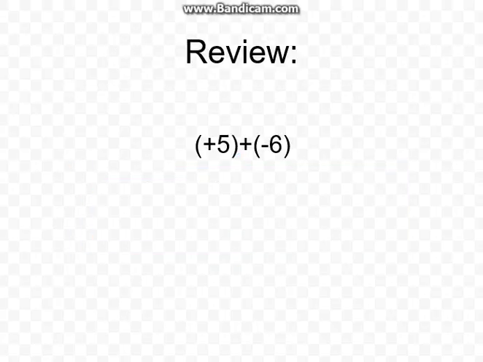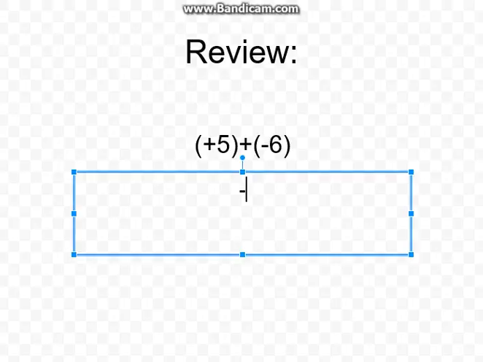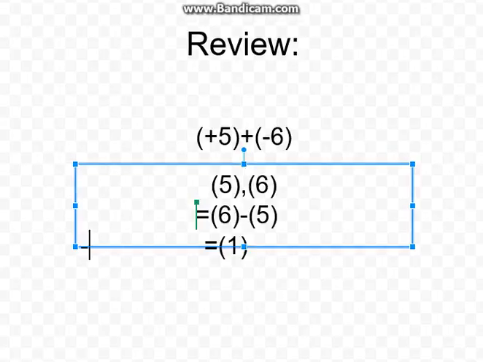Just to help you understand, I'm going to go through one more question. Let's use positive 5 plus negative 6. First, we find our absolute values, since the two numbers have different signs. These are 5 and 6. Now we subtract the lower absolute value from the greater absolute value. So 6 minus 5. This is 1.